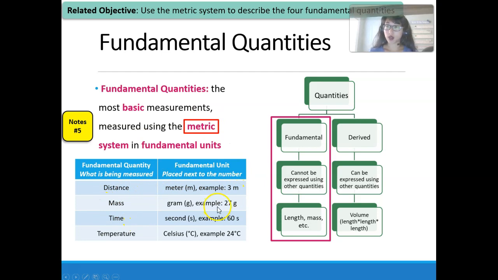For mass, it would be grams, so 27 grams. Time is seconds, so for example, 60 seconds. And temperature is Celsius, so for example, 24 degrees Celsius. So these are the units that we'll use when we talk about these 4 different fundamental quantities. This is number 5 in your notes. Fill in the blank with the word metric, and then click out of the box to save your answer. And let's keep on going.